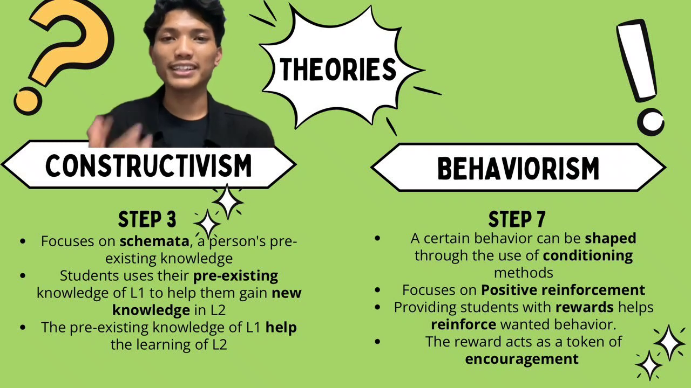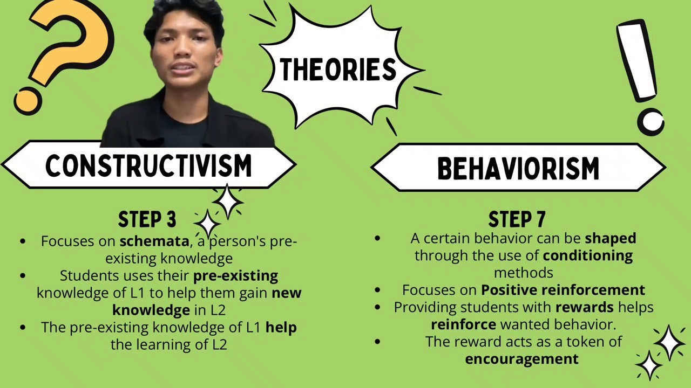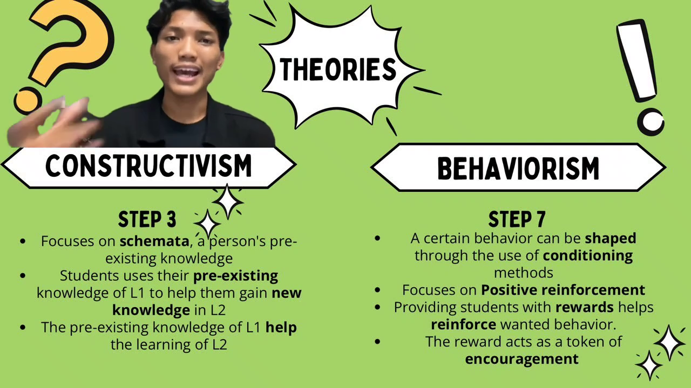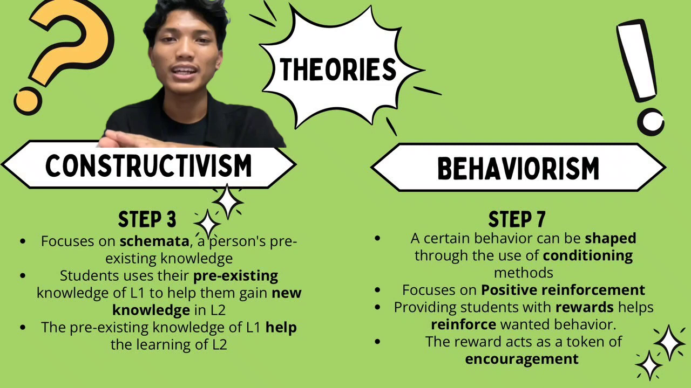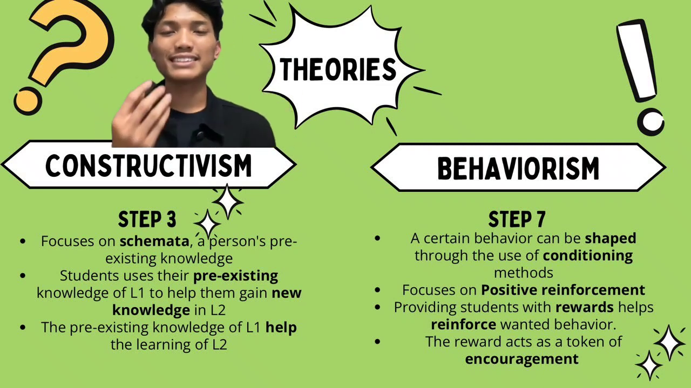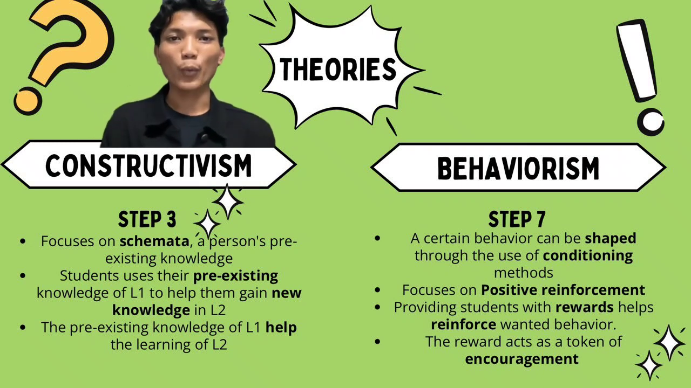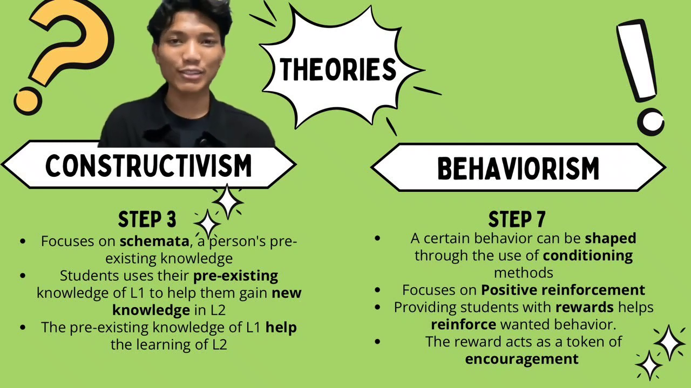One major foundation in this theory is the usage of schemata. What is schemata? Schemata is a person's pre-existing knowledge. We use this pre-existing knowledge in order to gain new knowledge, and this new knowledge will stack on top of the pre-existing knowledge, creating a whole new set of schemata. We utilize this theory in our activity, specifically in step 3, where students are required to use their pre-existing knowledge in order to carry out the task given to them.